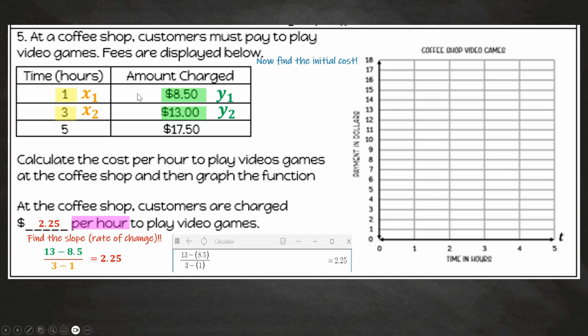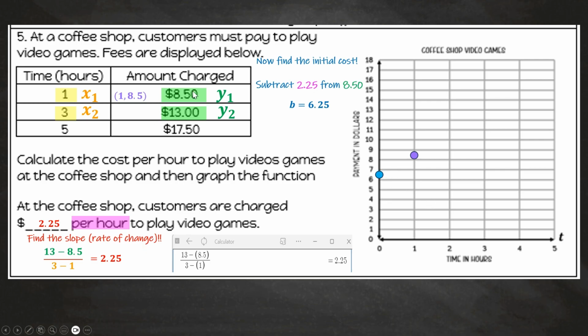If I know that 1 hour is equal to $8.50, can I find 0 hours by subtracting $2.25? So we're going to subtract 2.25, the slope, from $8.50. That means our initial value, or our initial cost of playing the video games at the coffee shop, is $6.25. So here we have 6.25. Now we can use that to graph with our slope, and our slope is 2.25.